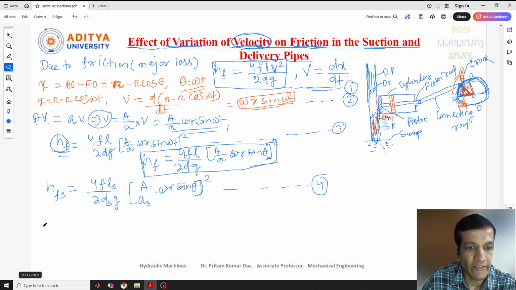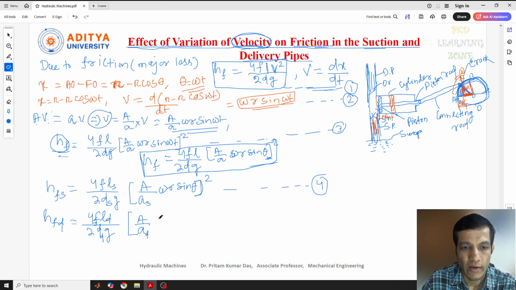Similarly, for the delivery, we can write the same thing: HFD equal to 4FLD divided by 2DDG, into the bracket capital A by small a, omega r, sine theta, whole bracket square. This is equation number 5.